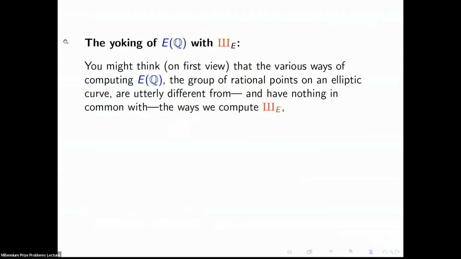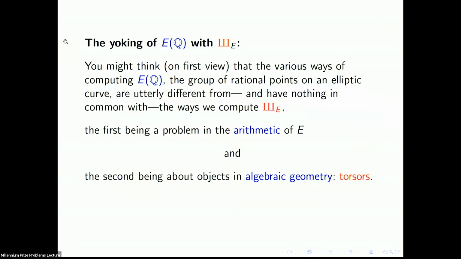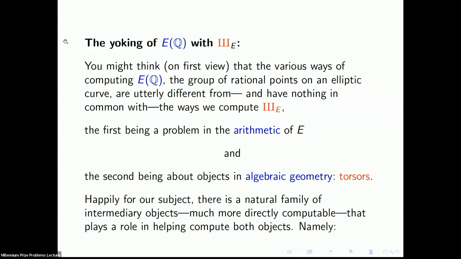Now, there's E of Q, that is to say, the group of rational points of the elliptic curve over Q. There's this Sha E, which is conjecturally finite, but we don't know. And you might think, on first view, that the various ways of computing rational points on elliptic curves are completely different from the ways of computing Sha, which has to do with algebraic curves, with action of algebraic groups on them. The first is a problem in arithmetic, and the second is about objects in algebraic geometry, torsors. But, as I say happily, for our subject, there's a natural family of intermediary objects, much more directly computable than either of these things, that plays a role in helping compute both of them.